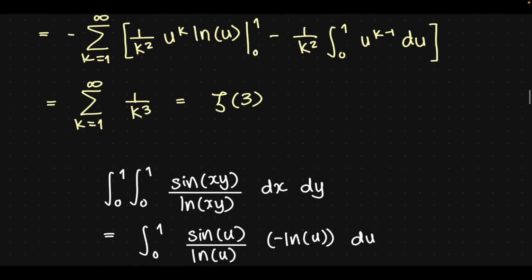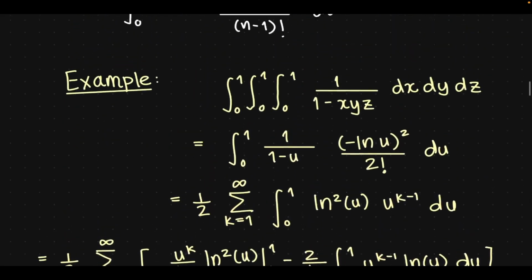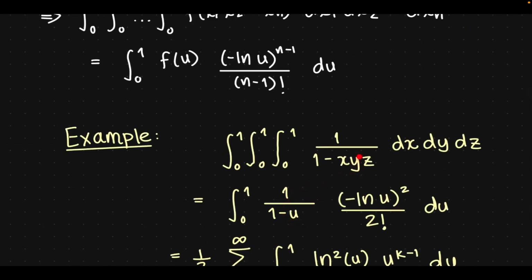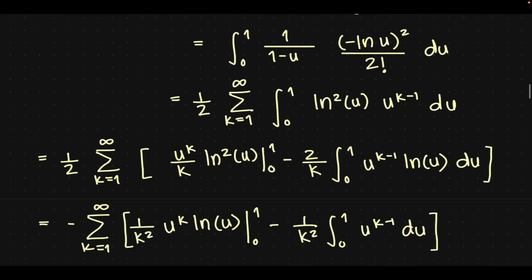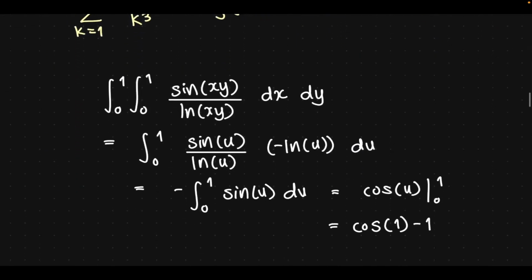Now, you could also do this without knowing our formula, using the infinite geometric series expansion. So you'd get the sum from k equals 1 to infinity of (xyz) to the k minus 1. You'd integrate that, you'd get 1 over k three times. So that's 1 over k cubed. And that would just be the Riemann zeta of 3.